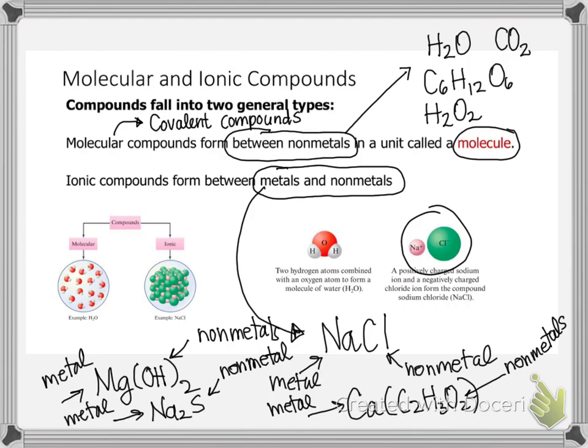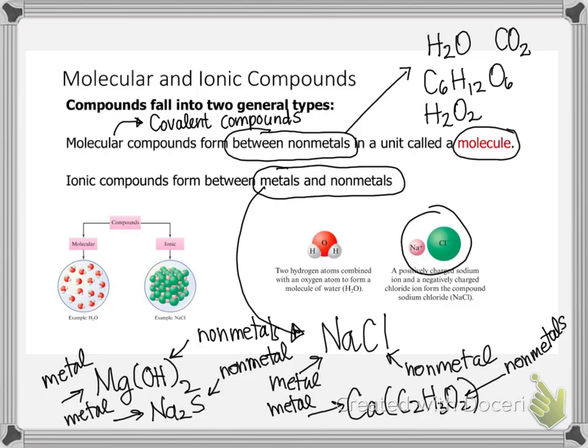Now, one thing you might notice, which we'll get into a little bit later, but when metals and nonmetals come together and we write the formula, the metals are always written first. So you may notice on all my examples, it was a metal and then a nonmetal. And that's not a coincidence. That is how we will learn to write the formulas.